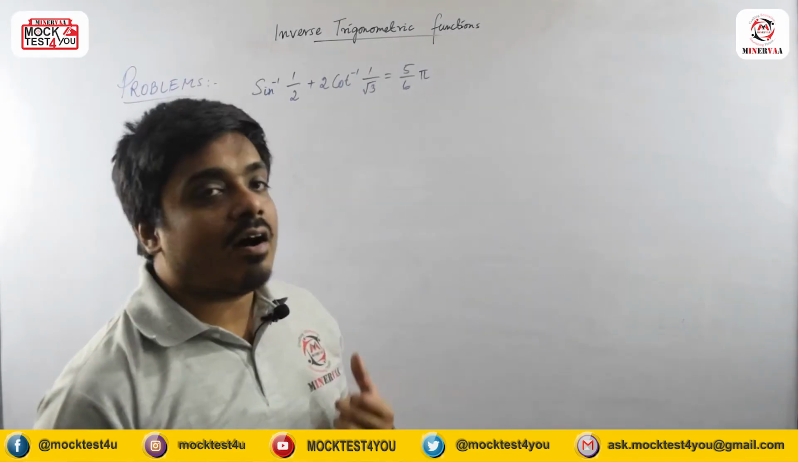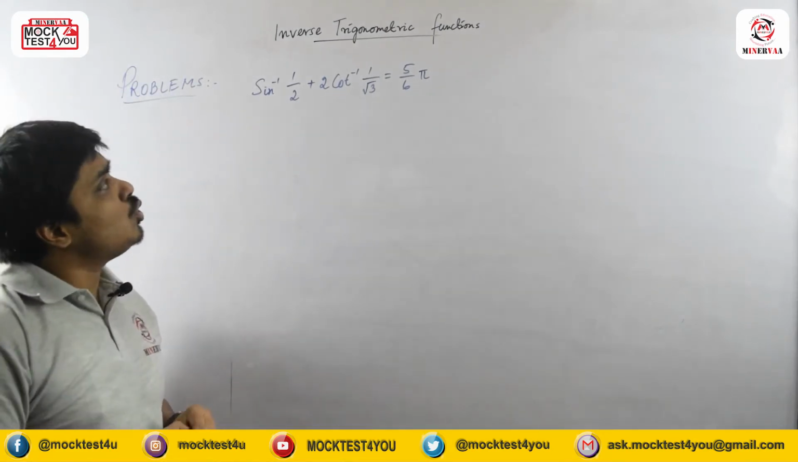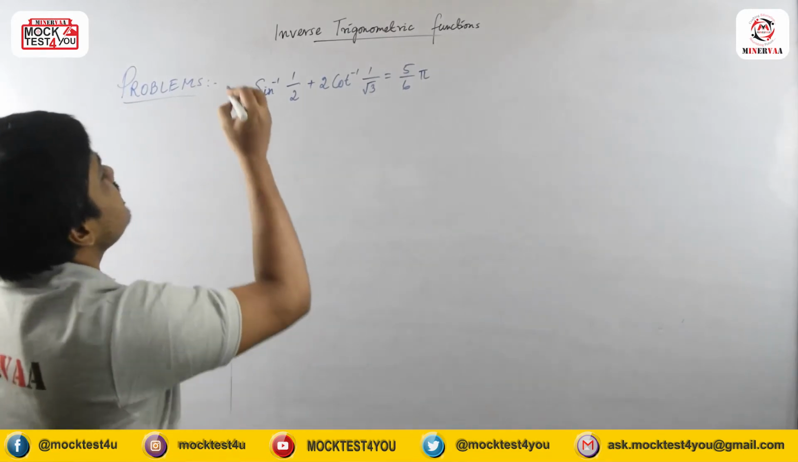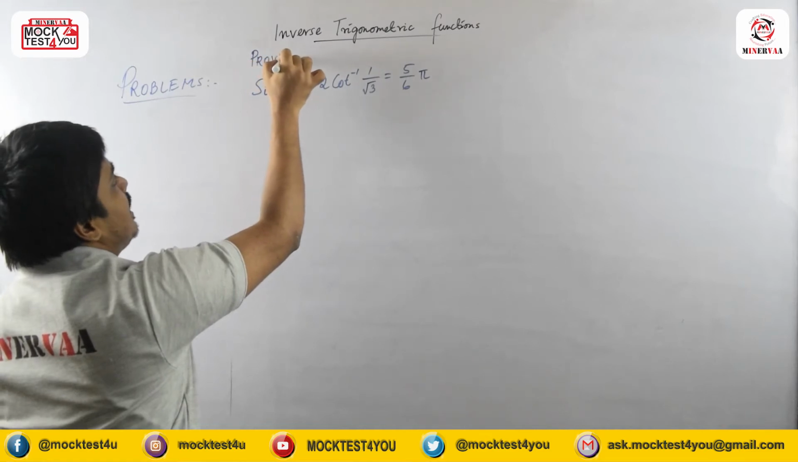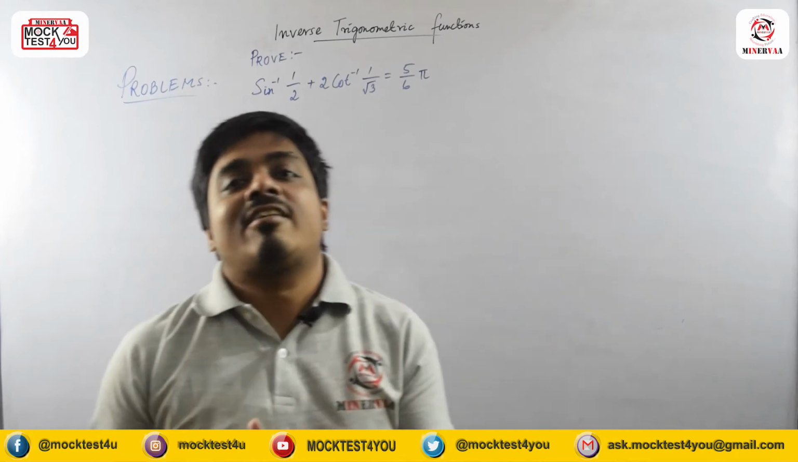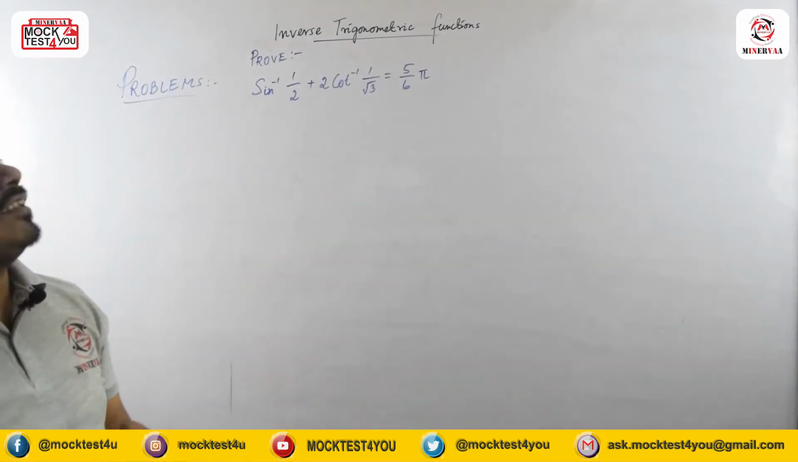So now we have another problem, that is sine inverse half plus 2 cot inverse 1 by root 3 is equal to 5 by 6 pi. Again, this is another proof question. Basically in this chapter, most of the questions come where you have to prove the left hand side equals the right hand side. So again, we'll start with the left hand side, because in the right hand side there is nothing.